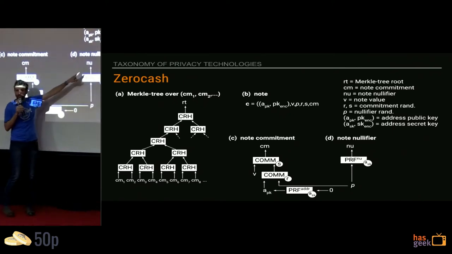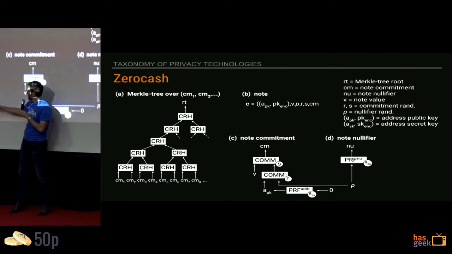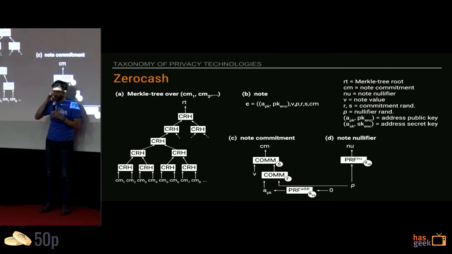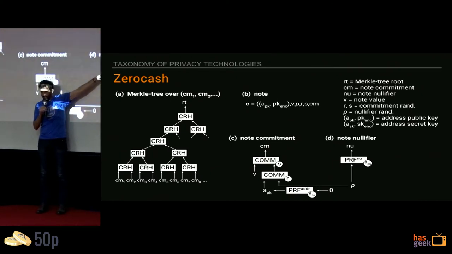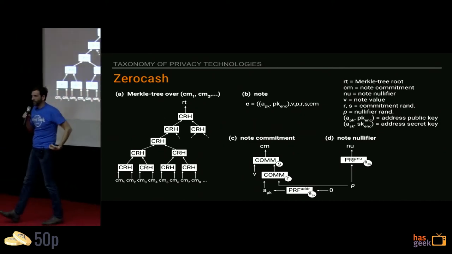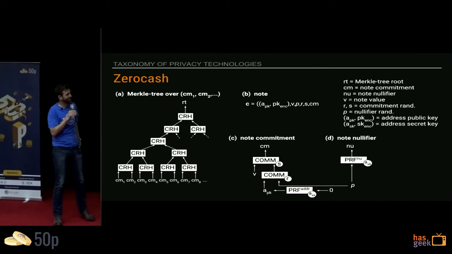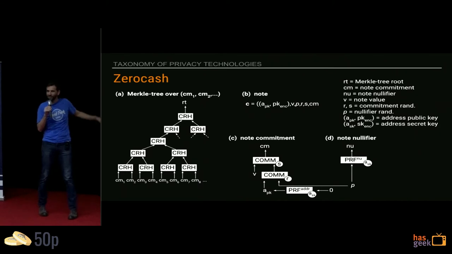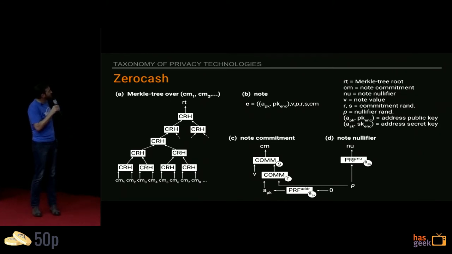So when you spend a UTXO, the miner doesn't learn, by the miner I mean everyone, the public, because everyone is watching the blockchain, but anyone can run a miner. They don't learn which CM you're spending, but they do learn which nullifier goes with it. And so they append this to a list of all nullifiers ever, a list of all spent UTXOs ever. So Zcash has twice the scalability problem that Bitcoin has. We have two ever-growing sets. Okay, that's the core of it. You got the basics.